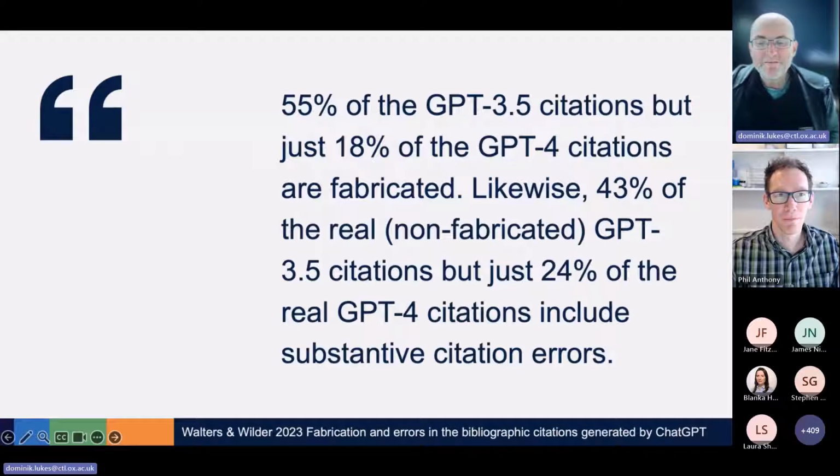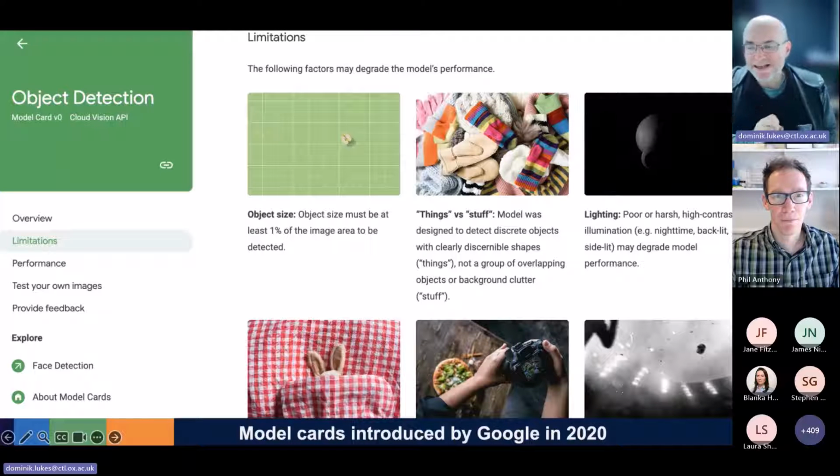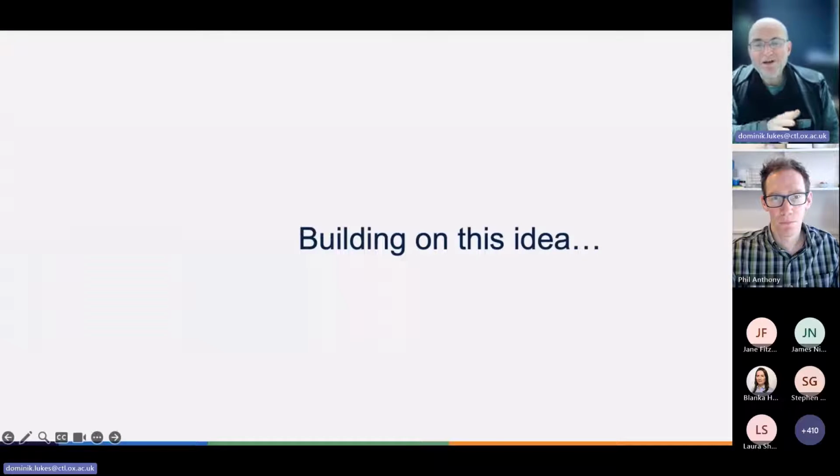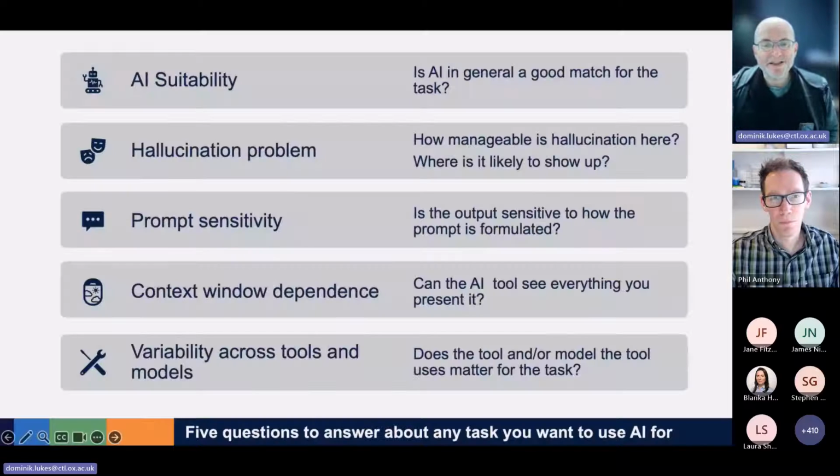So how do we deal with all of these issues? The second inspiration here is something called a Model Card, which Google introduced, I think, in 2020. The idea is that every time they release an AI model, they explain all the limitations, what went into training, what the capabilities are, and so on. I wanted to build on this idea, and I came up with an AI task card. For every task that we want to use with AI, we should be able to answer 5 questions about the capabilities.